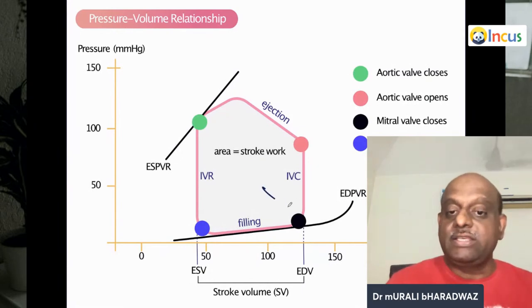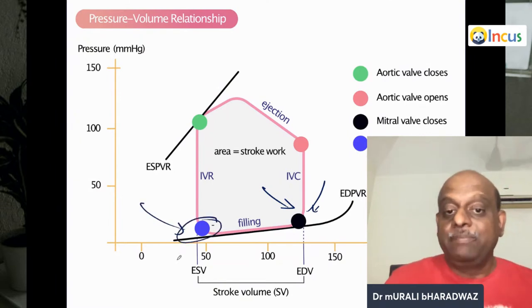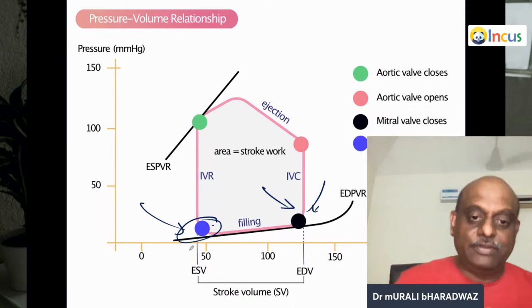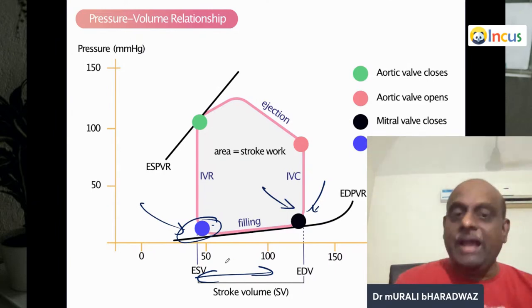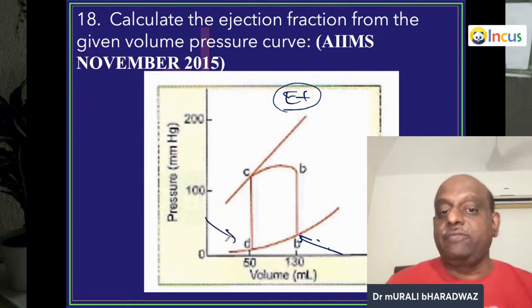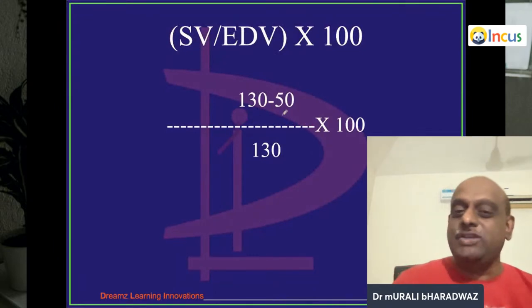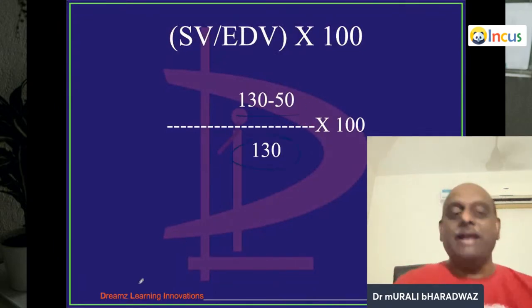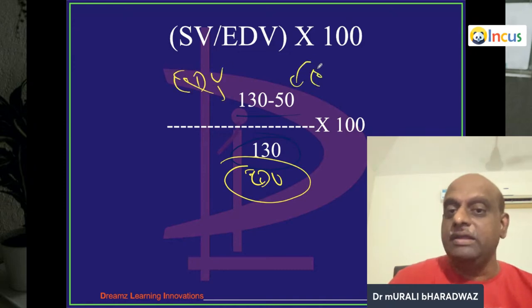So typically this is the point in the curve which is called end diastolic volume. This is the point in the curve which is called the end systolic volume. So between the two, what do you have? Stroke volume. So in the given graph, 130 was the value of end diastolic, 50 is the value of end systolic. So 130 minus 50, divided by end diastolic volume which is 130.